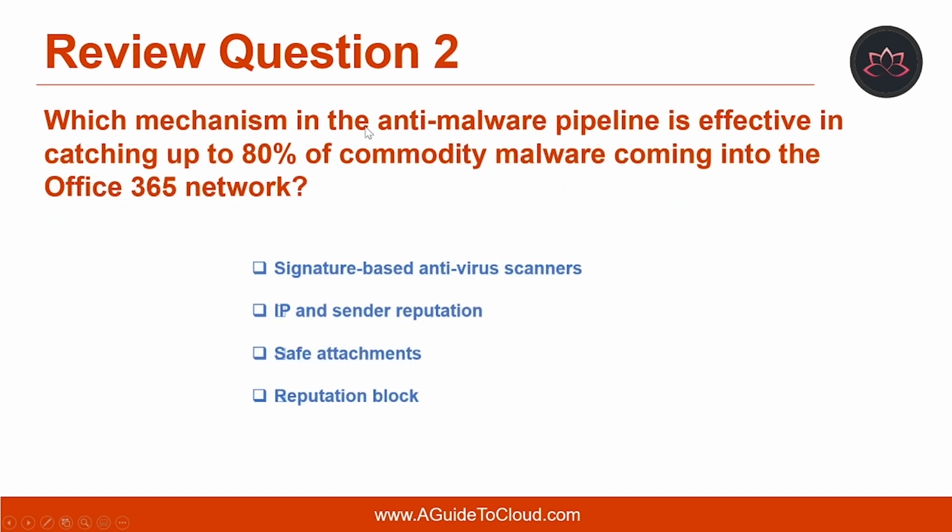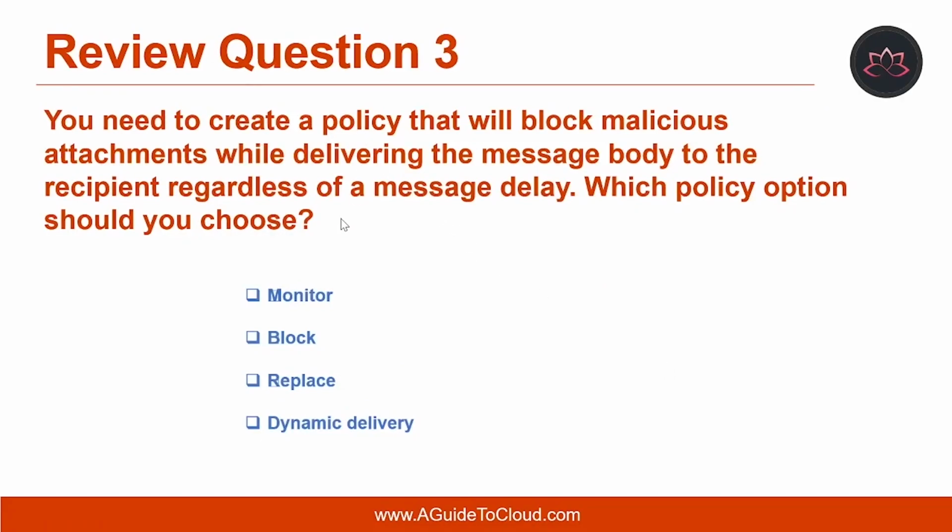Let's look at question number 2. Which mechanism in the anti-malware pipeline is effective in catching up to 80% of commodity malware coming into the Office 365 network? The correct answer is signature-based antivirus scanners. Let's look at question number 3. You need to create a policy that will block malicious attachments while delivering the message body to the recipient regardless of a message delivery. Which policy option should you choose? The correct answer is dynamic delivery.